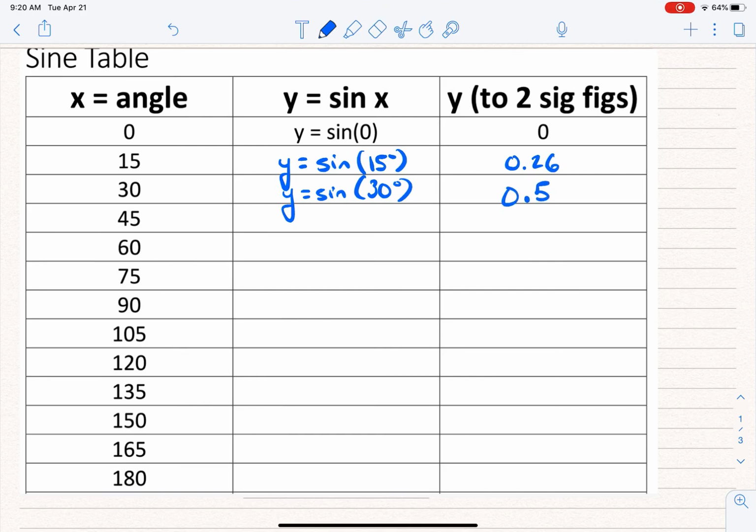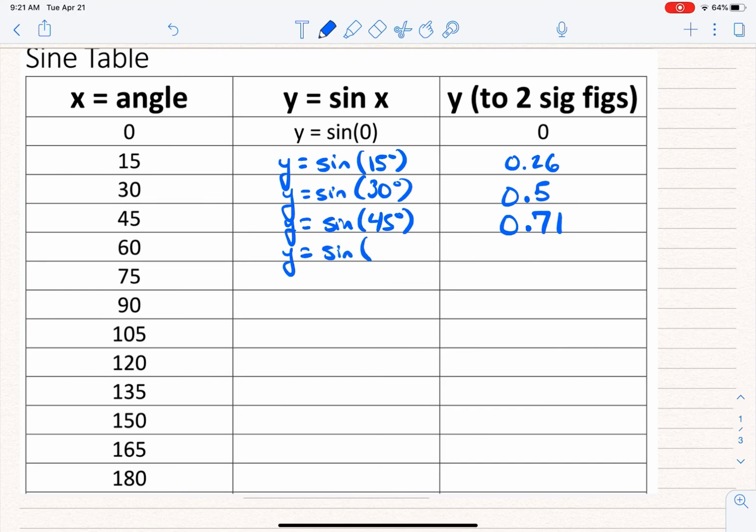We get to 45 degrees. I'm going to say y is equal to the sine of 45 degrees. If I'm using my phone, I hit 45 and then hit sine. If I'm using a graphing calculator, I can hit sine and then 45 degrees. And I get 0.7071067. And in terms of sig figs, that is about 0.71. We'll say that.